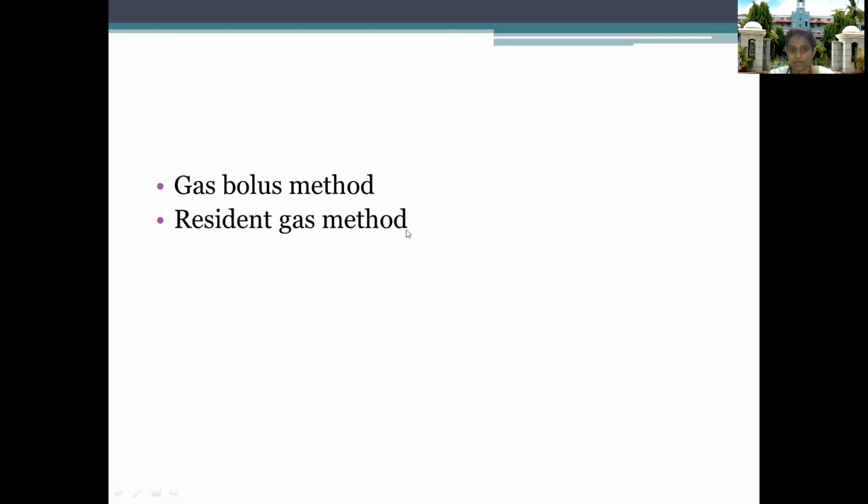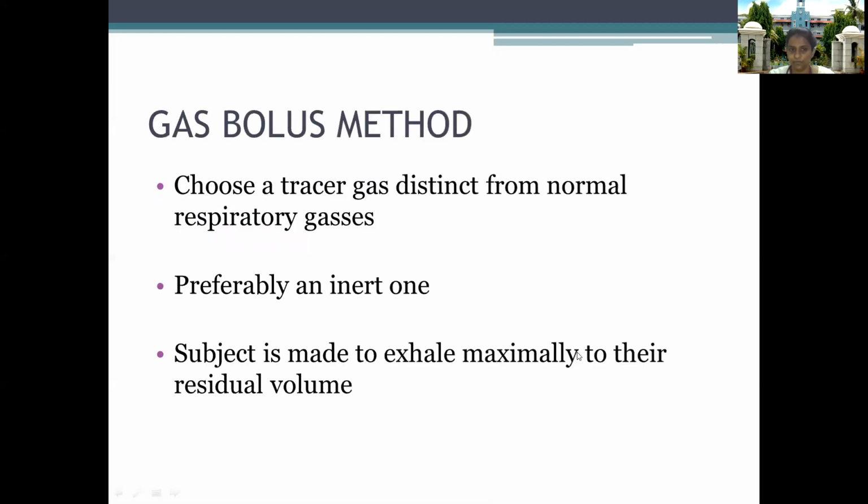They are named thus because in the gas bolus method, we use gas given in a bolus dose to measure closing volume. And in the resident gas method, we use a gas which is already a resident of the lungs to measure the closing volume. The gas bolus method historically happens to be the first method that was used to measure the closing volume.